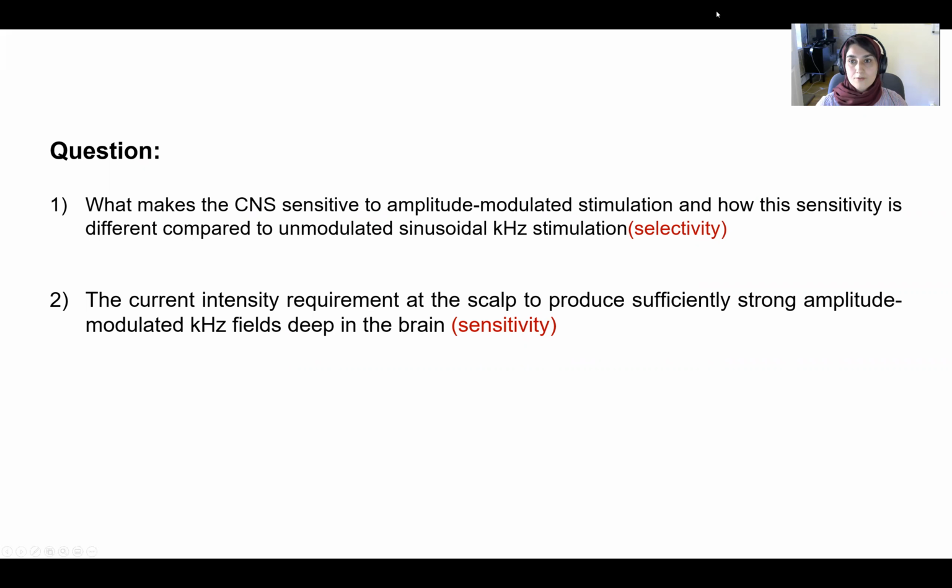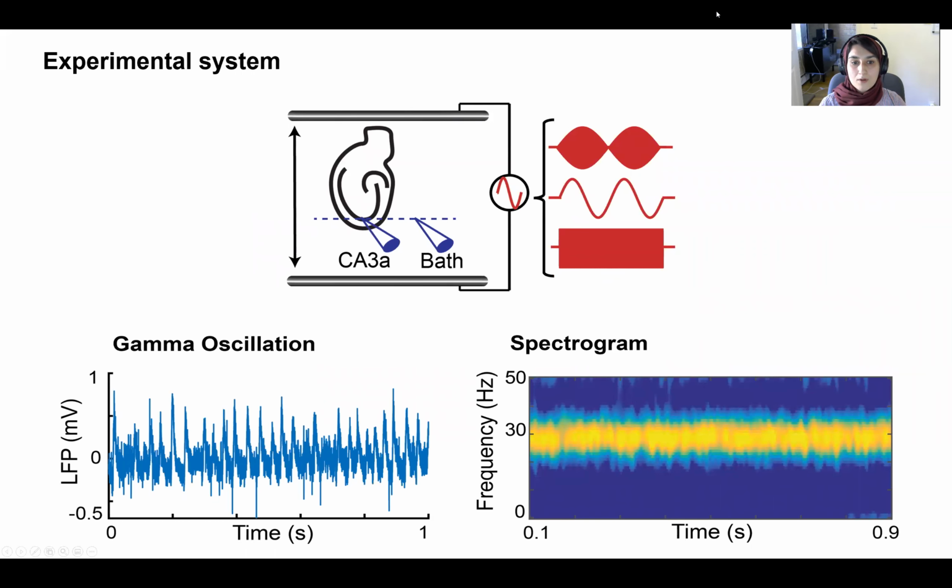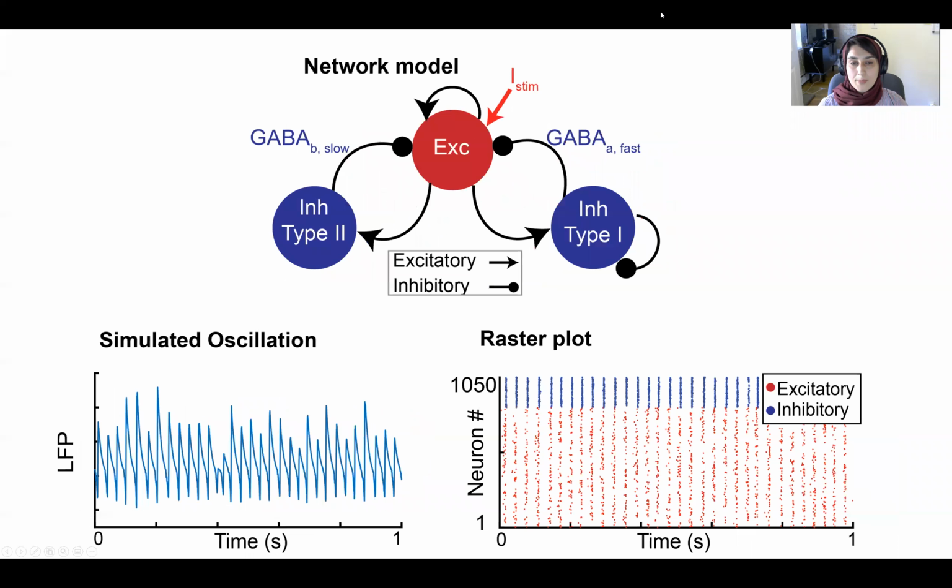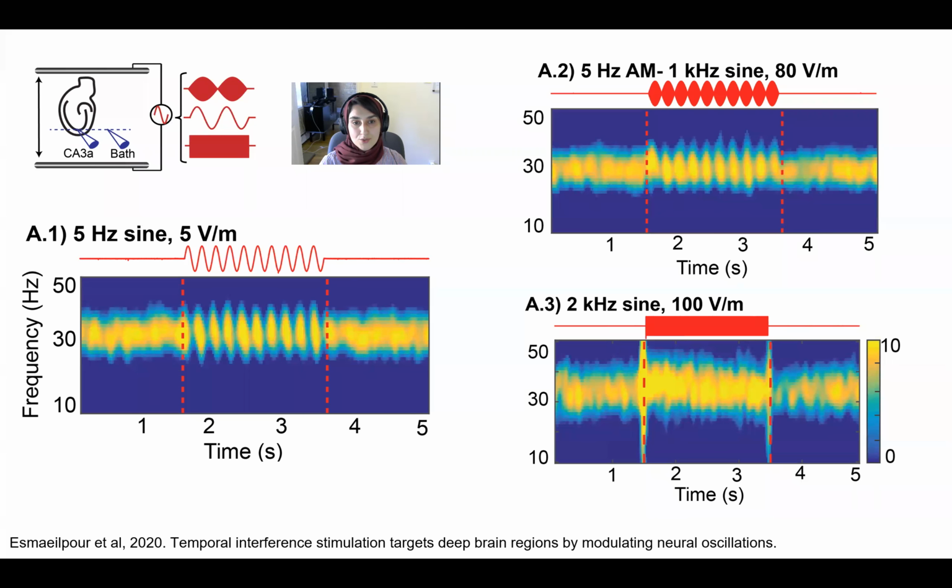With that, we used a slice hippocampal recording, which has been exhaustively used in neuroscience. Here, gamma oscillation has been generated using carbachol, and also we used a computational network model using adaptive exponential neurons in an excitatory inhibitory network in order to explain the results that we see in our experiments. Now let's jump to the results.